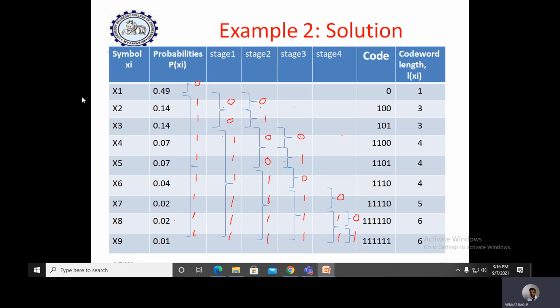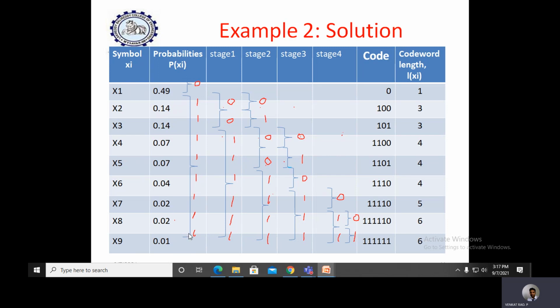Here the same procedure. First step is to arrange the symbols in the decreasing order of their probabilities. That means the highest probable symbol must be written first, and the lowest probable symbol must be put at the bottom. The second step is to divide these symbols into 2 groups of almost equal probability. Suppose 0.49 is almost half of one. If you add all the remaining probabilities, that almost gives you 0.4. So you need to make some trial and error.